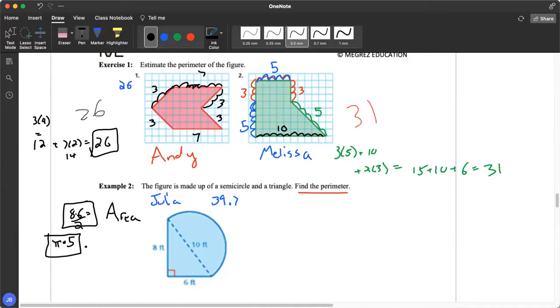Okay, and then I think I have to minus 10 because the bottom will be connected to the triangle. So that'll be 5.7, and then 8 plus 6 is 14. So 5.7 plus 14 is 19.7. So we got 19.7. Perfect.